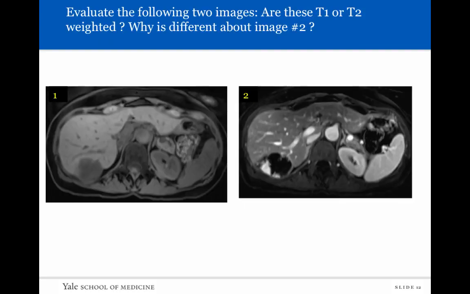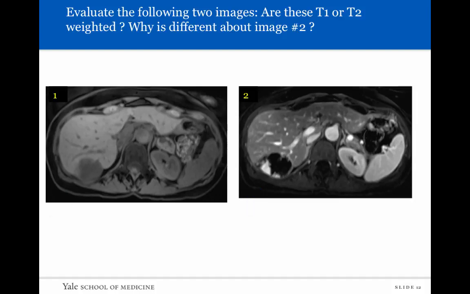How about these sets of images? Are they T1 or T2 weighted? And what is different about image number 2? So if we look at both these images, we see that the cerebrospinal fluid once again is dark in signal, so we know these are T1 weighted images. If we look at the fat, it's also dark, so we know both of them are T1 with fat saturation.